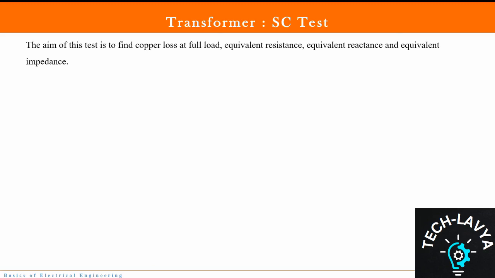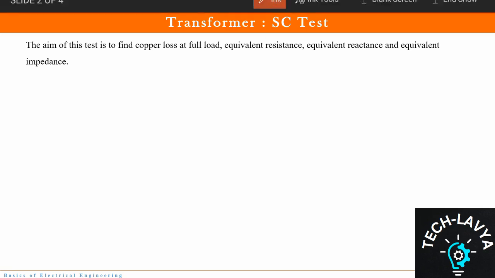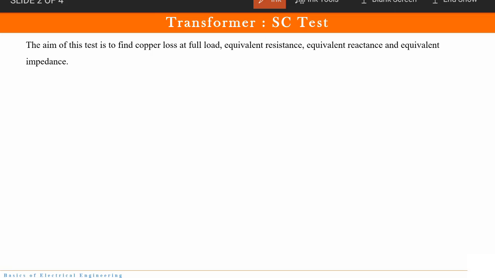So basically, the aim of this test is to find the copper loss at full load. We have discussed no load and full load conditions. We know what happens during full load condition, isn't it? Now when we measure the copper loss, in addition to that, we also measure the equivalent resistance, equivalent reactance and equivalent impedance. How are these quantities represented? The copper loss is represented as WCU.